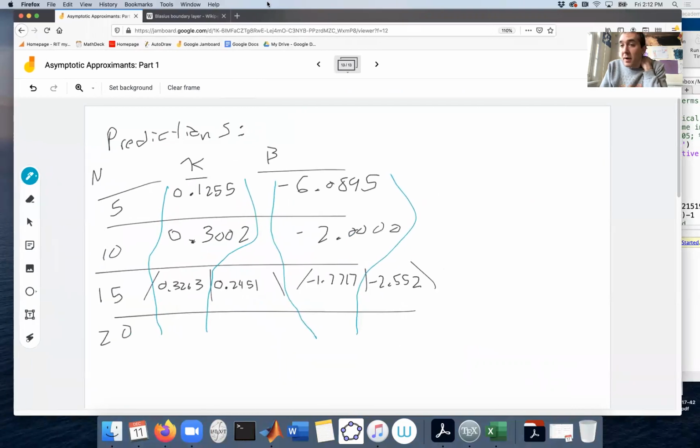Okay, so that's how you would sacrifice higher order terms in your approximant to predict other things, like an unknown initial condition, in this case, the second derivative at 0, kappa, or some asymptotic constant, in this case, capital B.